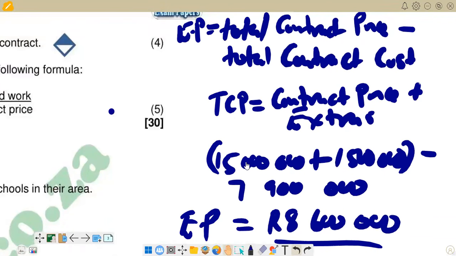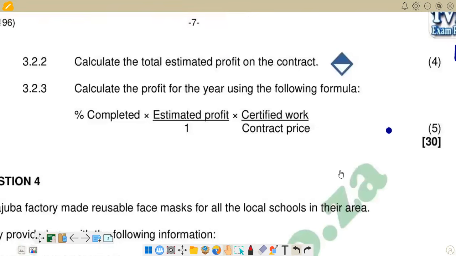Here we said 15 million plus 1,500,000. So if we add the two, we are going to get 16,500,000. So that's the figure for total contract price that we are going to use in that formula. Other figures we have. You're going to say percentage completed. Remember, I calculated it and it was 66%. Basically, 66% is 0.66 as a decimal, and then you multiply by estimated profit.